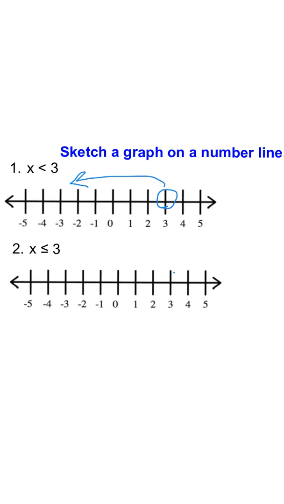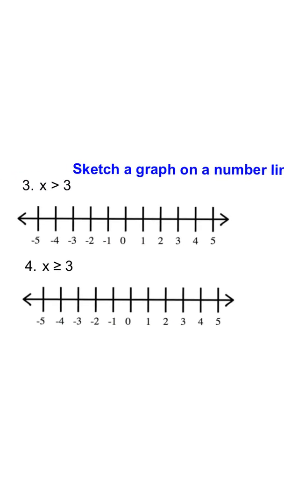For the next problem, we're going to put our boundary point at 3 again, but this time we're going to do a closed dot because we have this equal to right here. It's less than or equal to. And again, we're going to point it to the numbers that are less than.